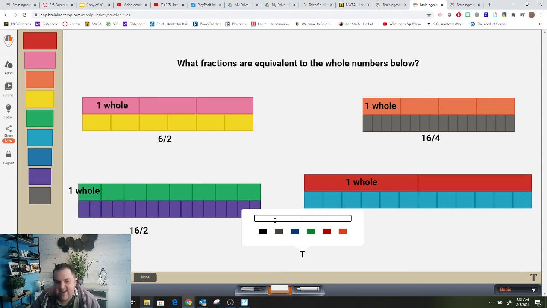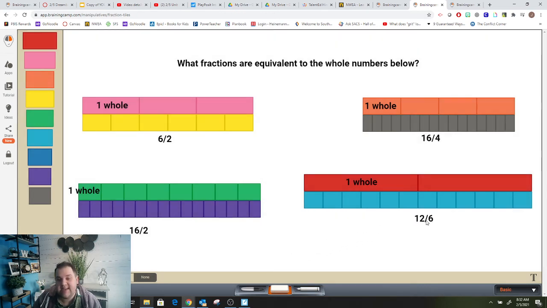Okay, let's check it together. We know that the numerator is how many pieces we see. So we have 1, 2, 3, 4, 5, 6, 7, 8, 9, 10, 11, 12 total pieces in our picture. There's 12. Now, we need to figure out our denominator, which is how many pieces are in one whole. So if I think about that, there's 1, 2, 3, 4, 5, 6 pieces in one whole. So my fraction is 12/6, and that's equal to 2 wholes.